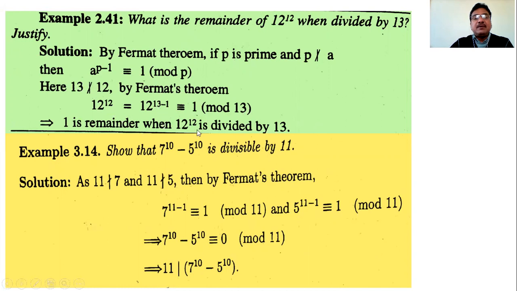And therefore 1 is the remainder when 12 raised to 12 is divided by 13. This is the answer, 1 is the remainder.